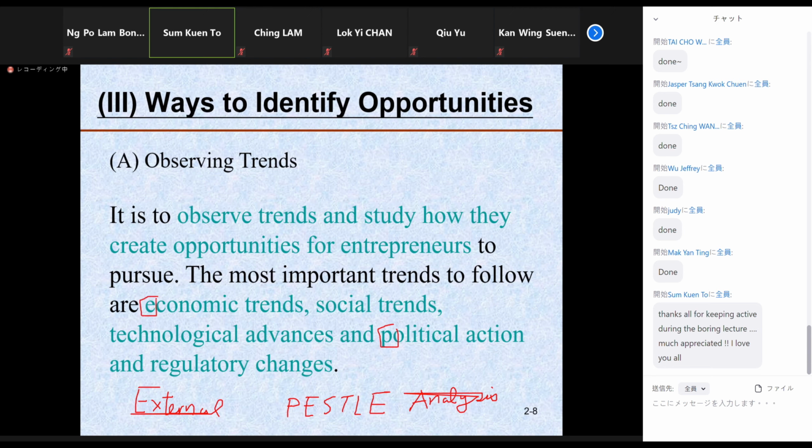So this is talking about the whole society, the whole community, the whole world. S, social, T, technological. All right, and then L stands for legal, regulatory changes, 法例上、規範上. And also the last one, we don't have it here, is the environmental.